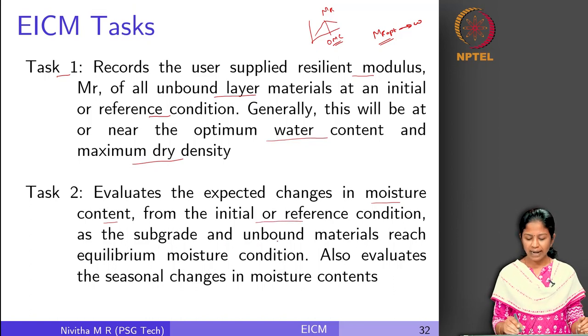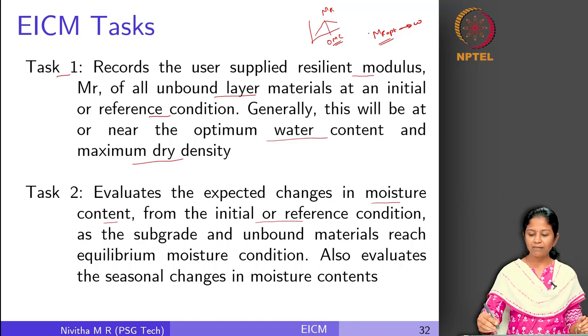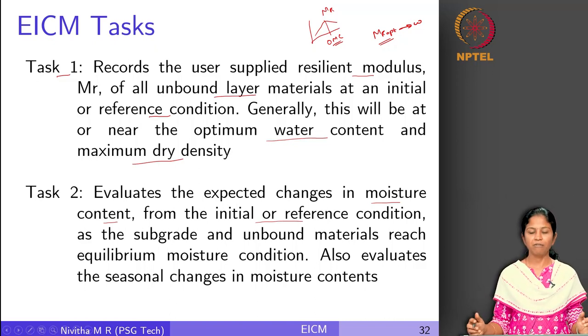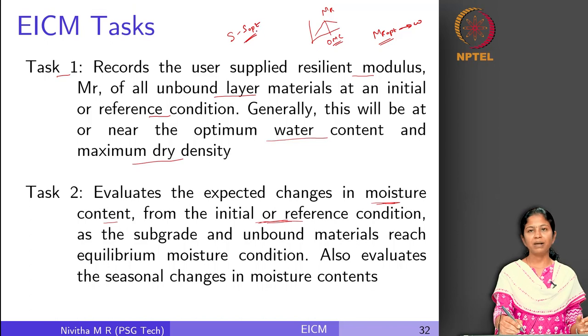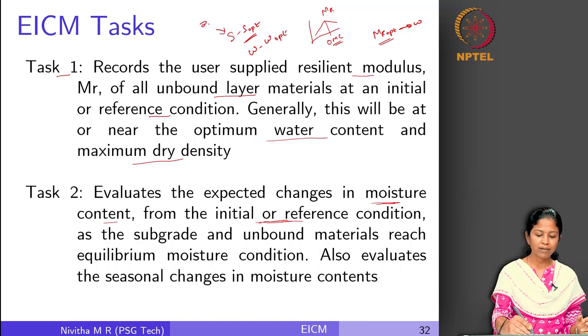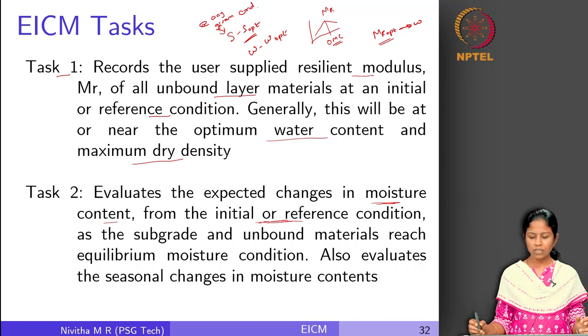as the subgrade and unbound materials reach equilibrium moisture content. So once we give the value of the optimum moisture content, depending upon the variations in environmental conditions, it is going to calculate the changes in moisture content for the subgrade and other unbound layers as a function of this initial. So with respect to my initial condition, how much is the variation? That is what we defined as S minus S optimum, say for example, if it is a degree of saturation, or W minus W optimum. This is at any given condition. Right, so this will be computed.